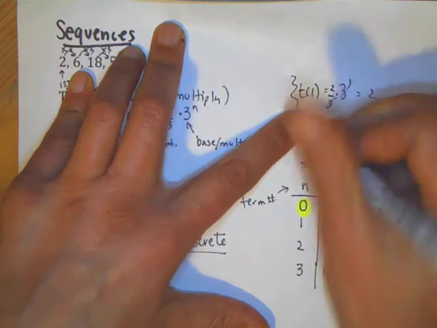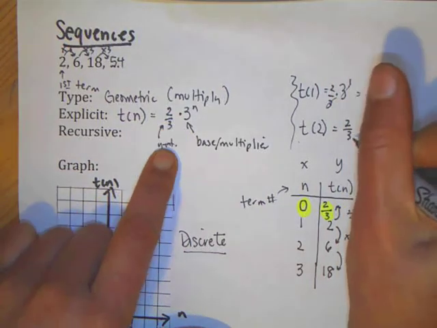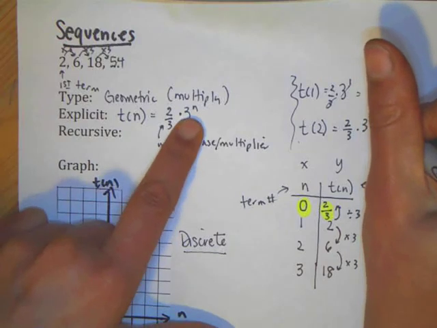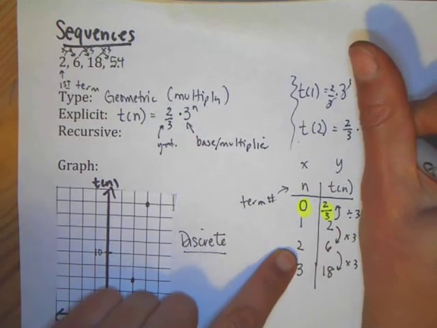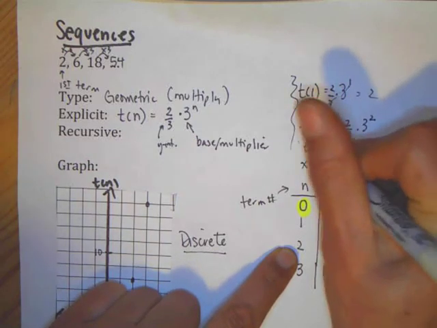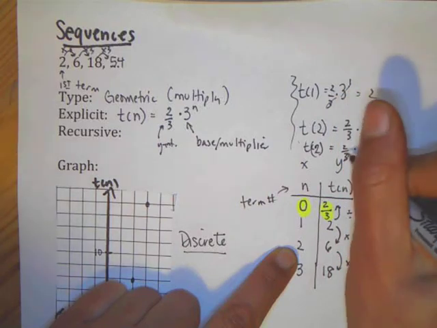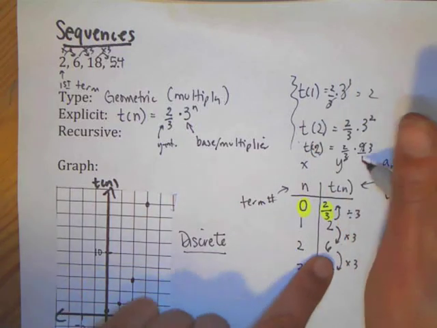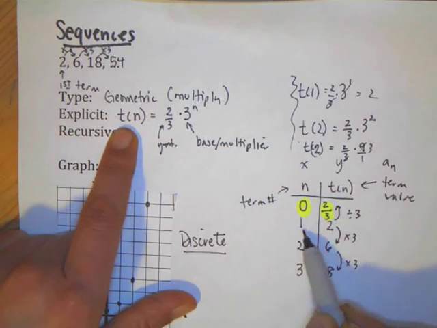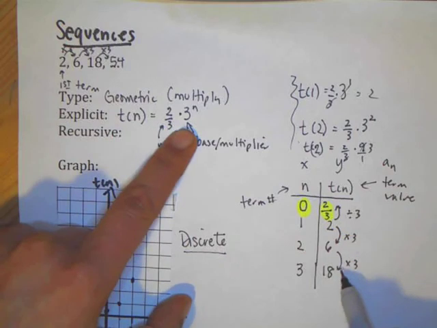Let's do another one just to verify. T to the second is, so here's my equation, 2/3, this is the y-intercept, times 3, this is the multiplier, to the exponent, and the exponent in this case is the second term, so we're going to put power of 2. So t to the second equals 2/3 of 9. 2/3 of 9 is 6. So t to the second power is 6, and you can see that this works. So this is the explicit equation. Once again, you need to include the y-intercept. You do that by going backwards to find the zero term. However it's growing by, that's your multiplier, that's your base.